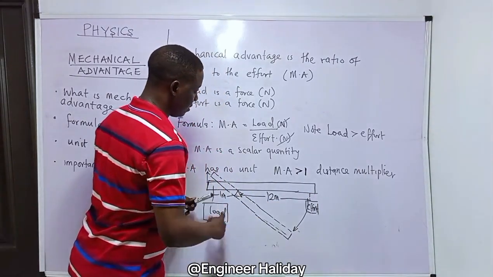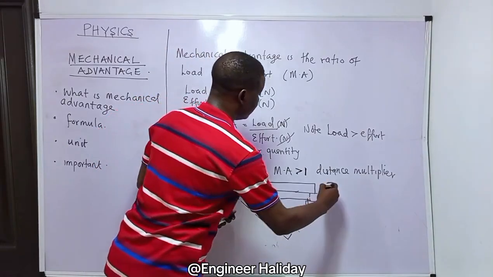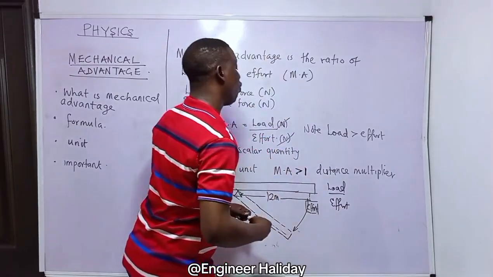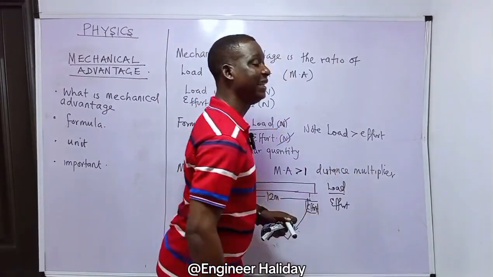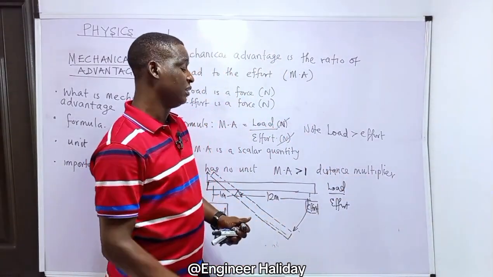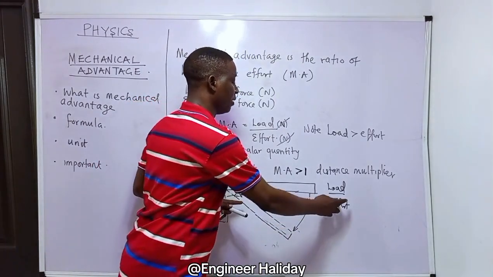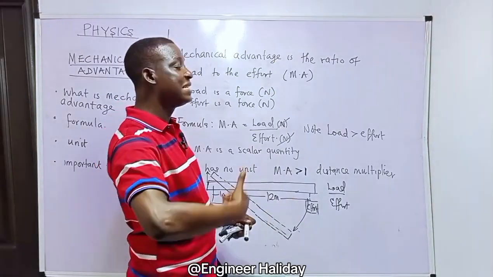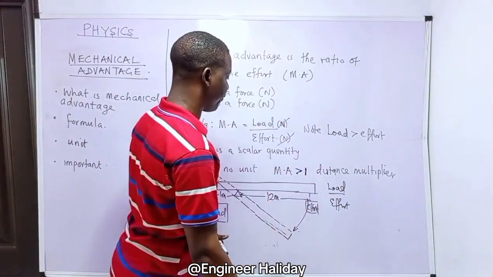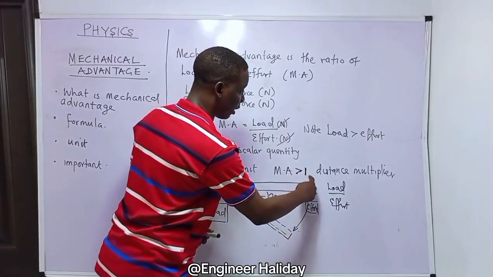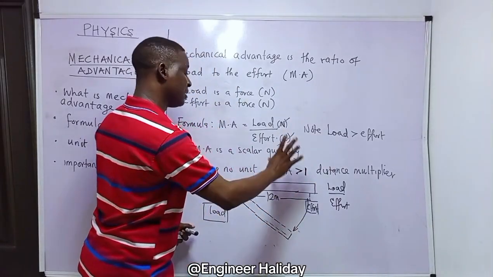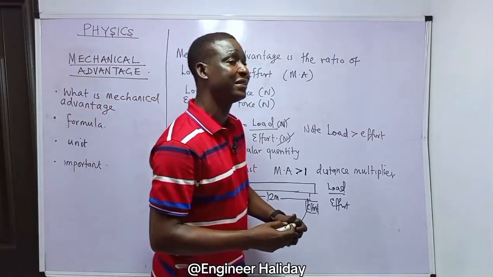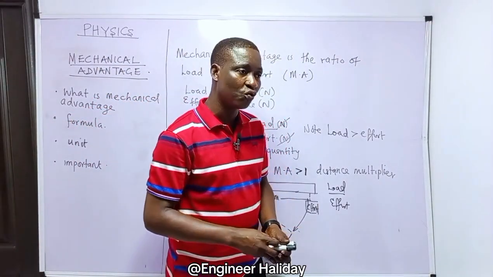So load divided by effort will enable us to have an increase in the distance that will be achieved, because the effort is smaller, so it has to produce a larger distance. The load is bigger, it has to produce a smaller distance. So there is a distance multiplier effect of mechanical advantage being greater than one, and it's always greater than one for a typical machine.